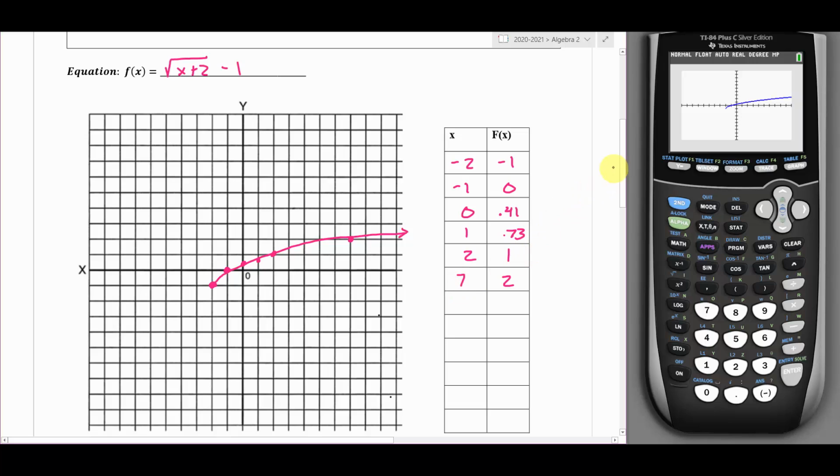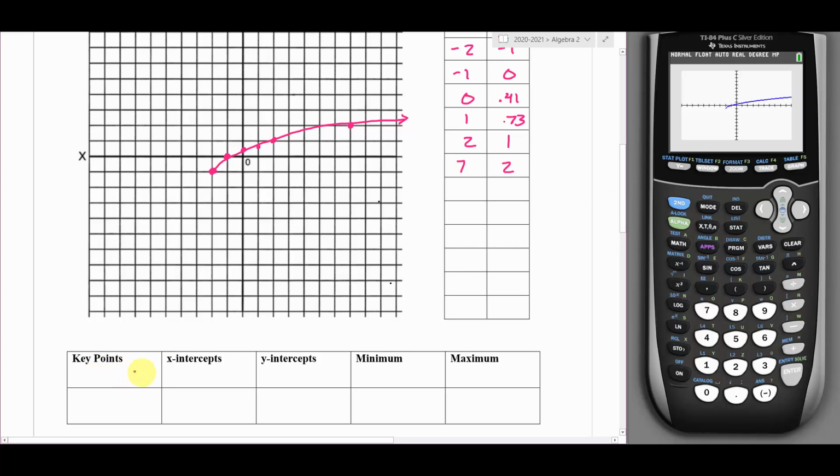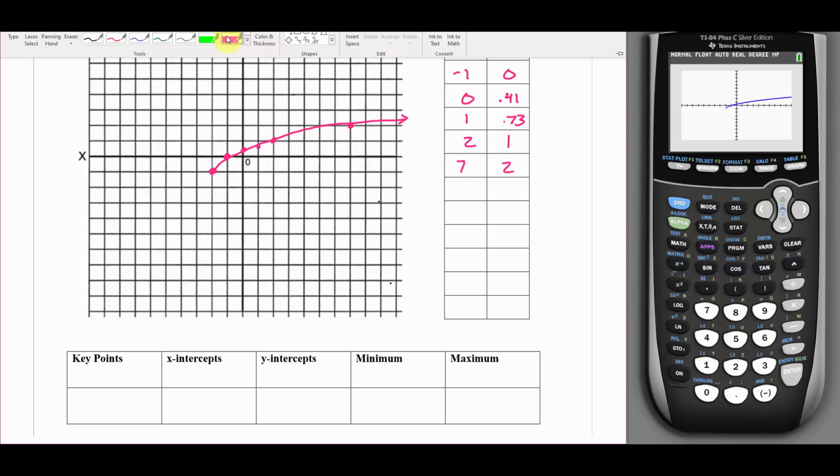All right, so now that we've got a graph and a table, right? That was our first mission, was just to be able to graph something. Now that we've got a graph and a table, I want to make sure that I can identify my key points on the graph. All right, so this first one here, the x-intercept, and I'm going to grab my highlighter.